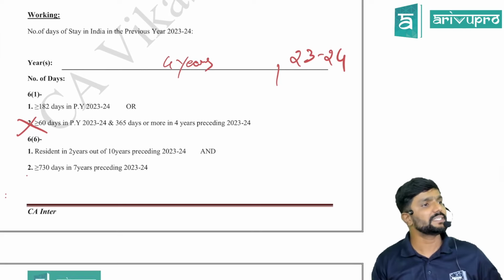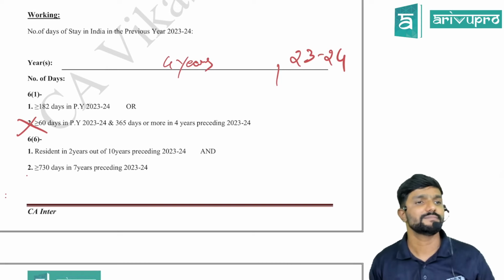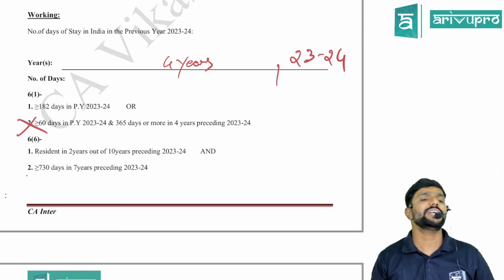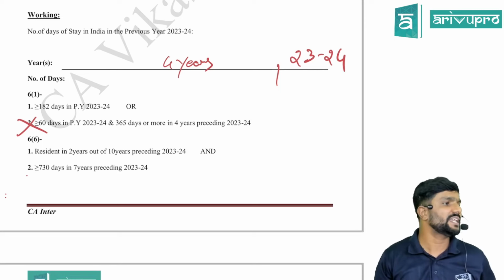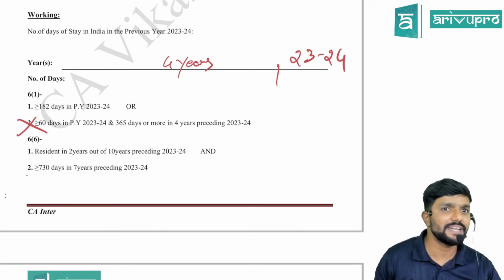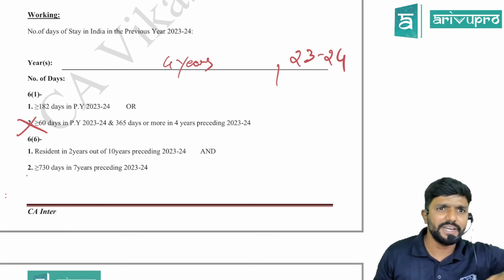Let us check how many days he was in India during previous year 23-24. Check it, calculate. Check in the sense calculate. Tell me how many days Ram was there in India during previous year 23-24. Madam, use your calculator. You have not mentioned whether it is for employment, business, or what. For India you are telling.